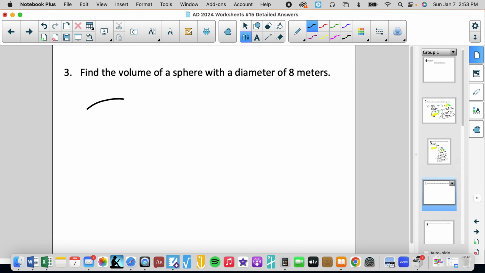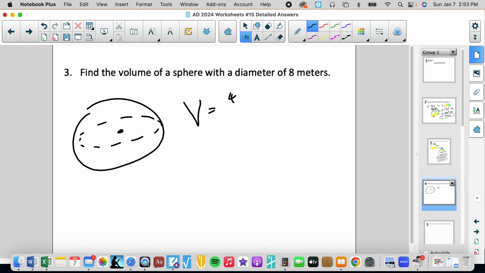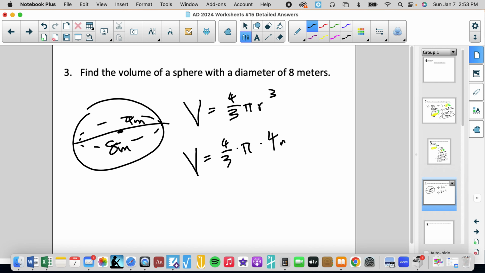The volume of a sphere. So a sphere has no bases, and the volume of a sphere is 4/3 pi r cubed. So we're going to plug that in, 4/3 times pi, and my radius. This is a diameter of 8 meters, which is a radius of 4 meters. So I'm going to plug in (4 meters) cubed.